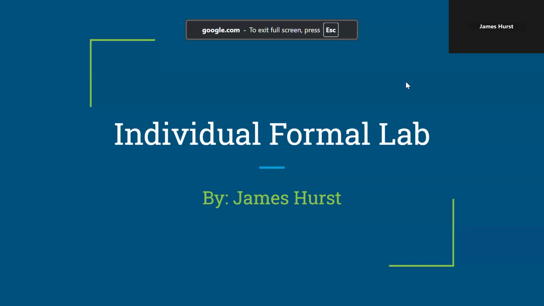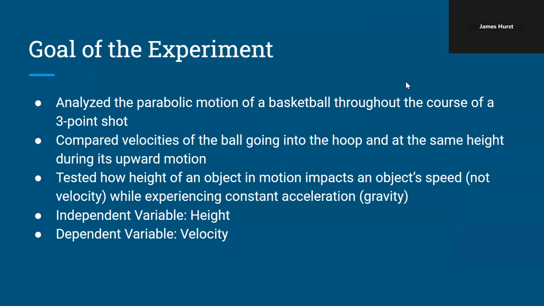So for my experiment, I analyzed the parabolic motion of a basketball throughout the course of a three-point shot. I compared velocities of the ball going into the hoop as well as at the same height during its upward motion. I tested how the height of an object in motion impacts the object's speed, not velocity, while experiencing constant acceleration, gravity. And so my independent variable was height, with my dependent variable being velocity or speed.